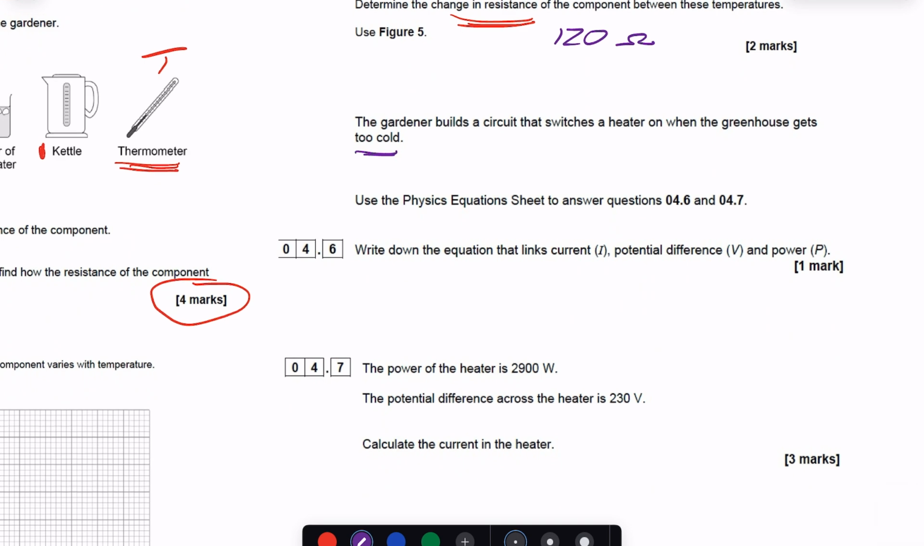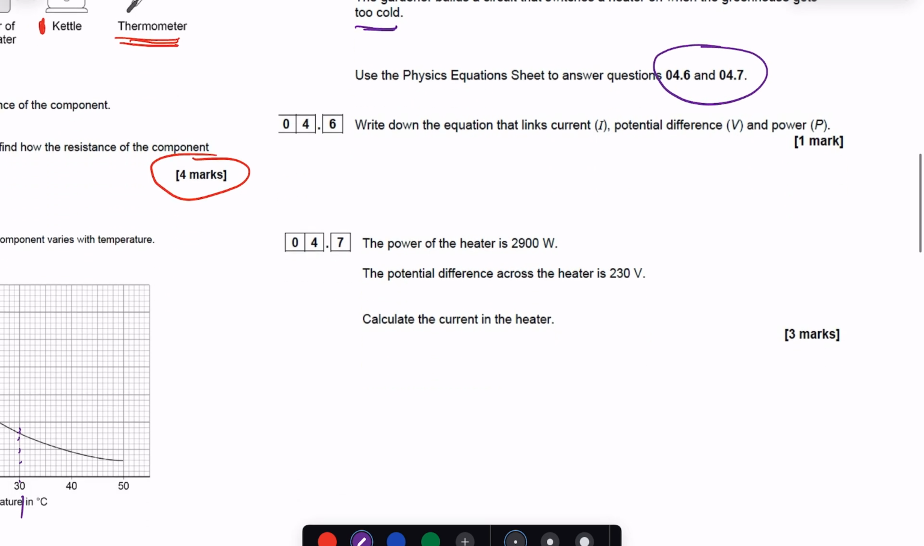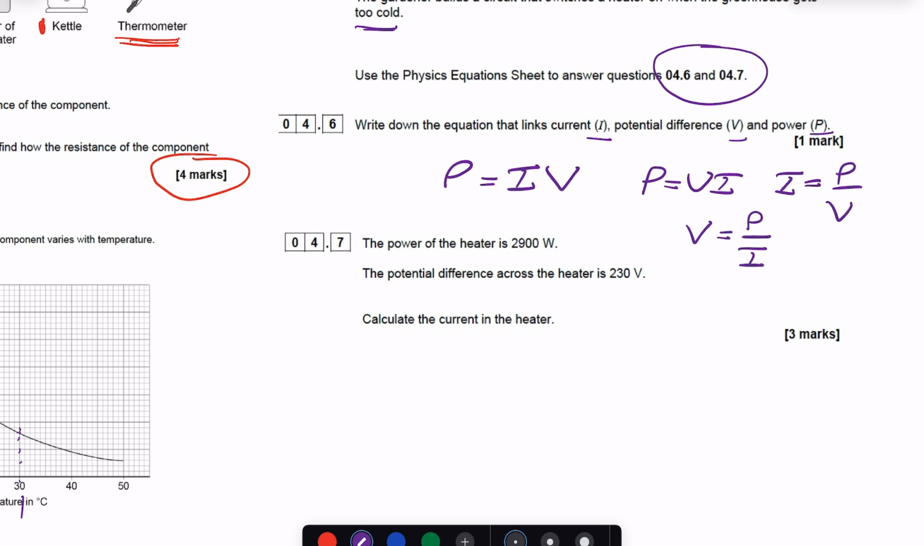Use a physics equation sheet to answer questions 4.6 and 4.7. So some years you're given this equation, some years you're expected to learn it. I kind of expect you to learn them because they're easier to get out of your head quickly if you've got them in there in the first place. So the equation that links I, V and P is P equals I times V. Now you can put it in any form. P equals VI. You could even write I equals P over V. You could write V equals P over I. As long as they're correct rearrangements, any of those would get you the marks.